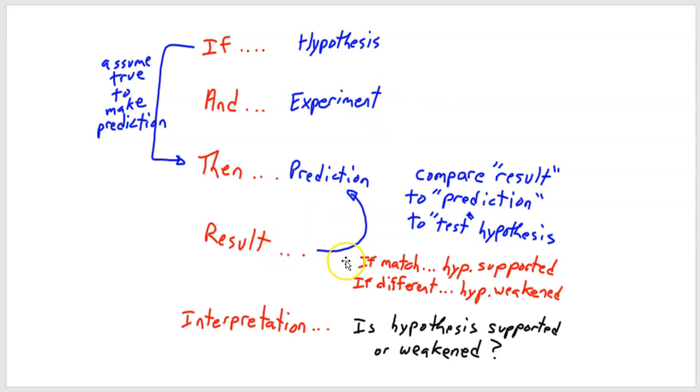The result is what are the actual results of the experiment. And then we're going to compare the results to the prediction. And if the results match the prediction, we will conclude, that's our interpretation, that the hypothesis is supported. If the results do not match the prediction, then we have evidence the hypothesis is weakened. So that's the outline of our thinking process, and it helps us really keep track of what we're doing when we do experiments in science.